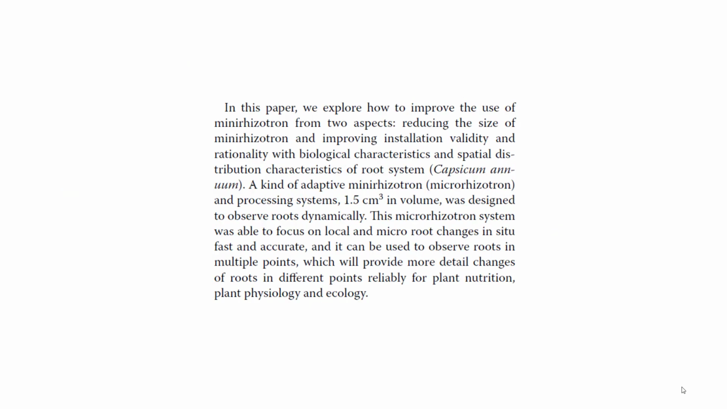All right, so we get to the last paragraph here. They've done all this background to now lead up to their own study. So in this paper, they're going to explore, one, reducing the size of the mini-rhizotrons, so you make less of a change to the environment of the roots. And they're going to try to improve the installation validity and rationality by taking into account the biological characteristics. What kind of plant is this, and how is this root system growing? And for this, they are specifically telling us they're using Capsicum annuum, which is a pepper.